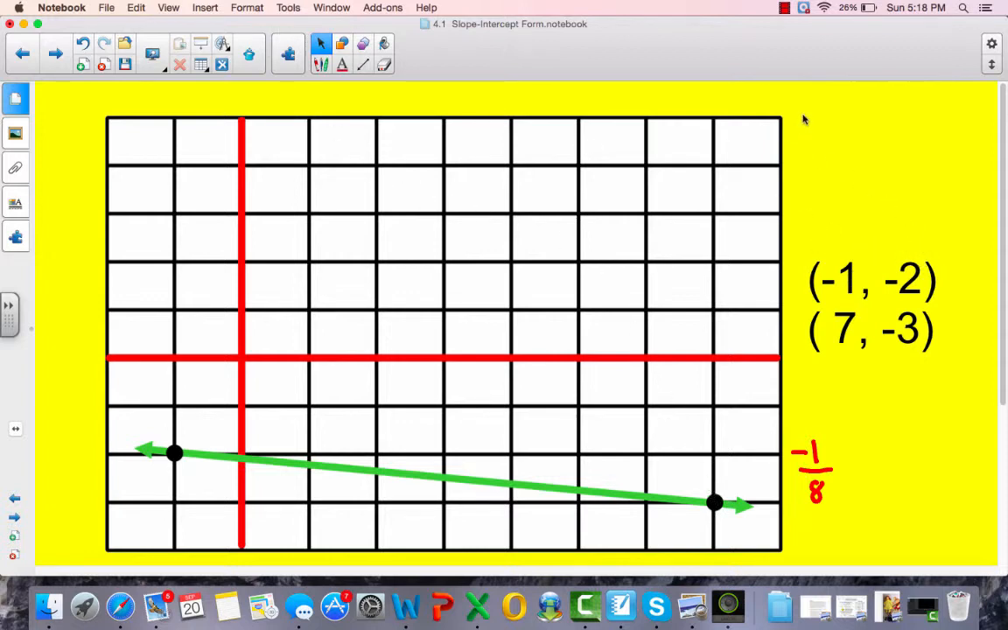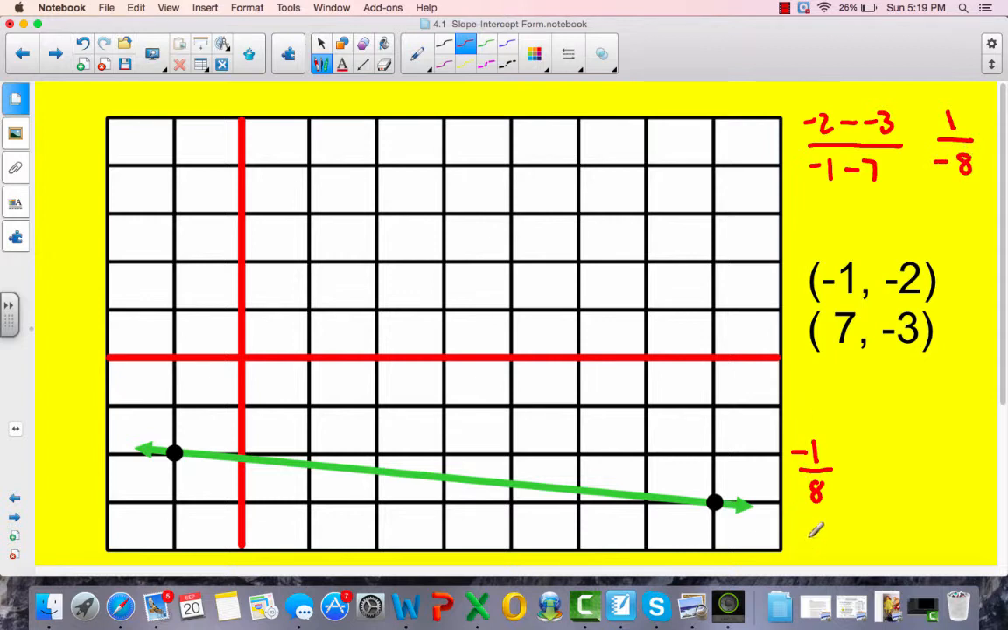That's negative 2 minus a negative 3 over negative 1 minus 7. That gives us positive 3 minus 2, which gives us 1, over negative 8. Same answer we got right here.